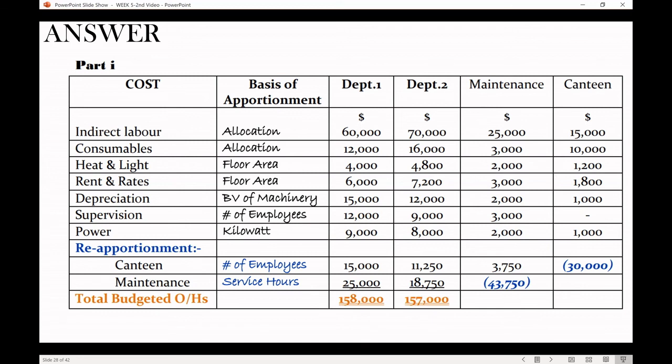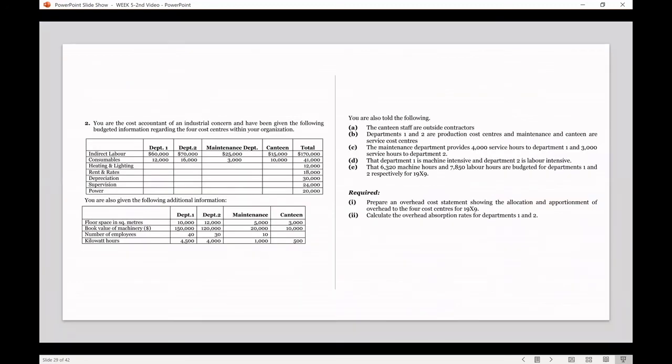So the sum for both departments here, respectively, Department 1, 158,000, Department 2, 157,000. So this is our overhead cost statement, right? At the end of the day, our production departments will say, okay, this was what happened. Yes, we would have had service departments providing services to us. However, those costs would have been reapportioned to us because, as I said, our service department provides services to us. So their costs are reallocated to us. So we would have completed part 1 of the question where we did the allocation of the cost that we have here and the reapportionment from service centers to production centers.